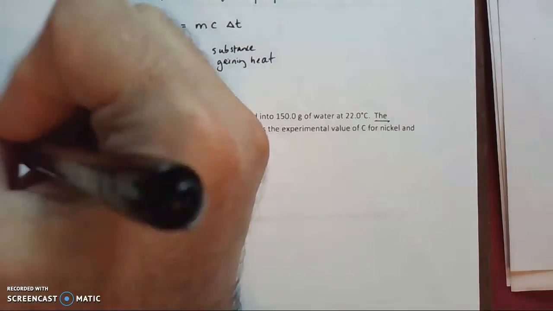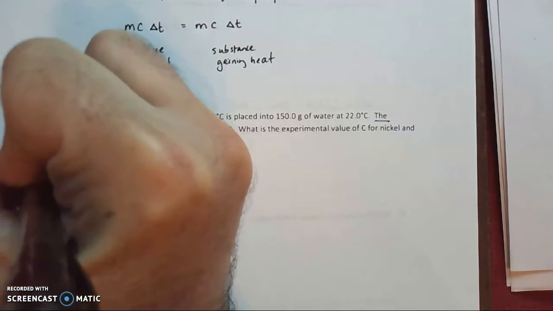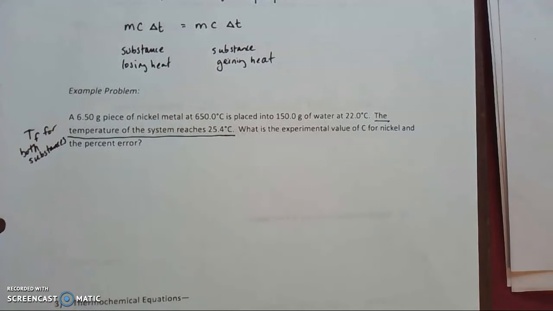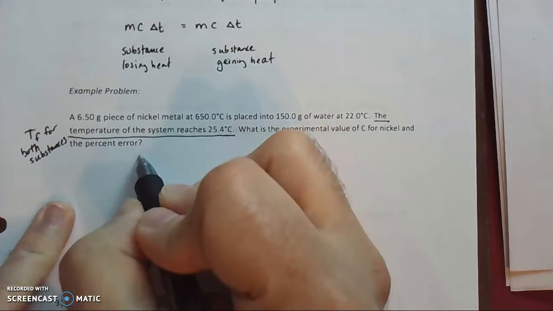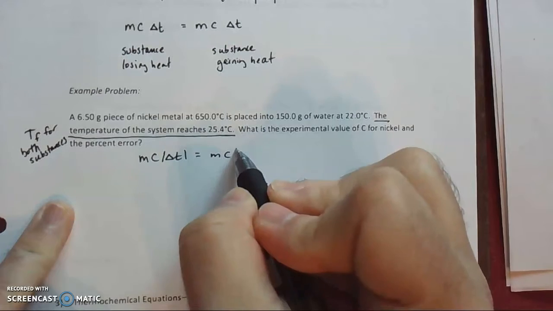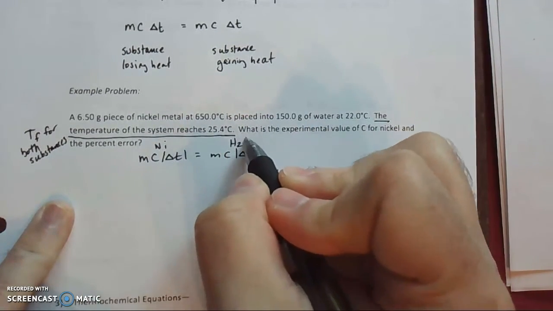So this temperature of the system is T sub F for both substances. So they reach a middle ground. So they reach the same temperature. So the metal was at 650, it's going to 25.4. The water was at 22, it's rising to 25.4. So we're going to set this up. mC absolute value delta T is equal to mC absolute value delta T. So this is going to be for nickel, and this is going to be for water.